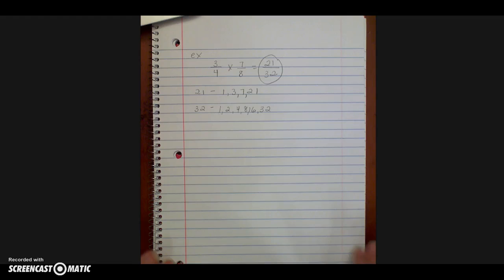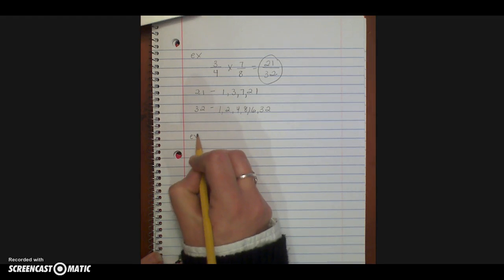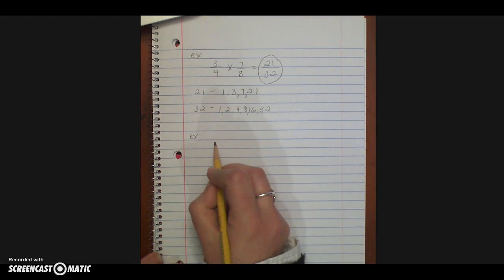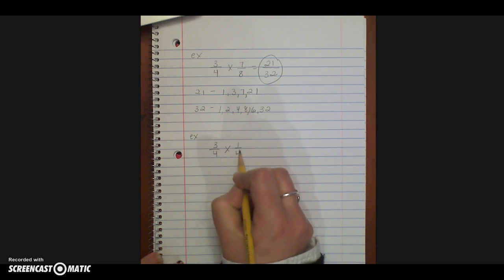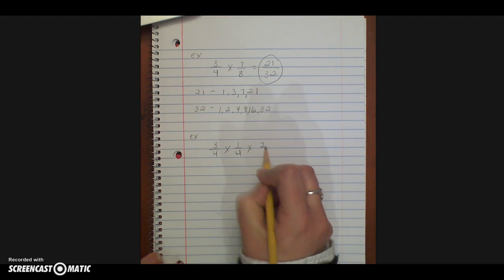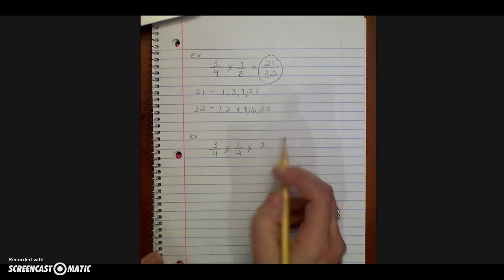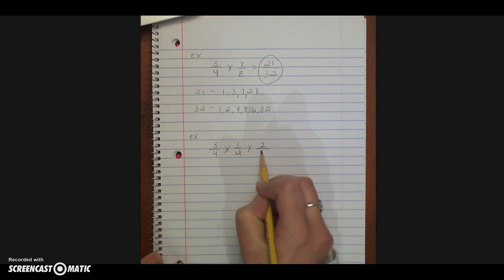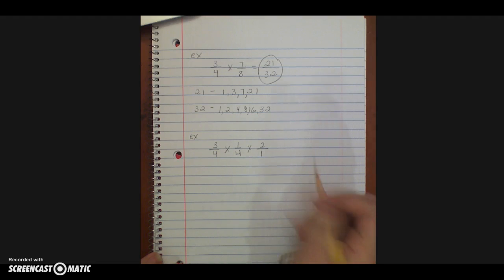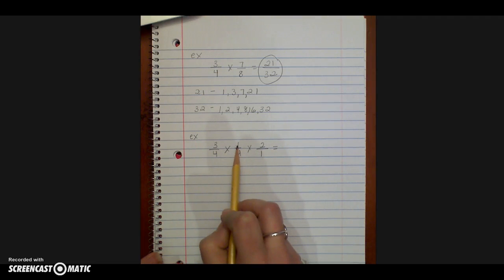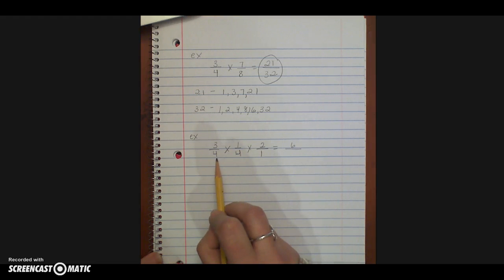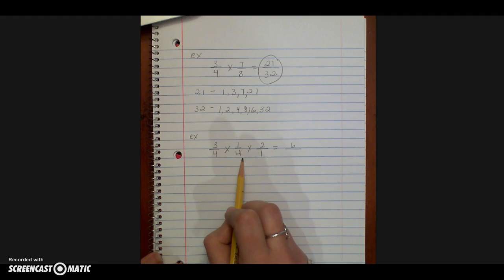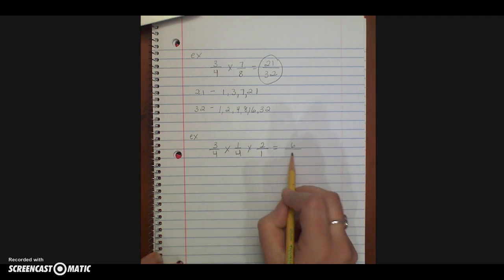For our next example, we're going to show how it works even if you have 3 fractions. So if our problem is 3/4 times 1/4 times 2, we know from our last lesson that we need to put that whole number over the number 1, and then we first multiply our numerators. 3 times 1 is 3, and 3 times 2 is 6. Then we multiply our denominators. 4 times 4 is 16. 16 times 1 is 16.